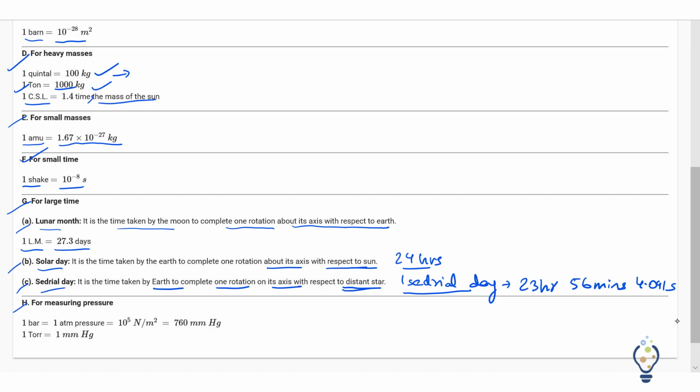For measuring pressure, 1 bar, that is 1 atm pressure, is equal to 10^5 Newton per meter square, which is in turn equal to 760 mm of Hg. 1 torr is 1 mm of Hg. So these are the basic practical units which are very important.